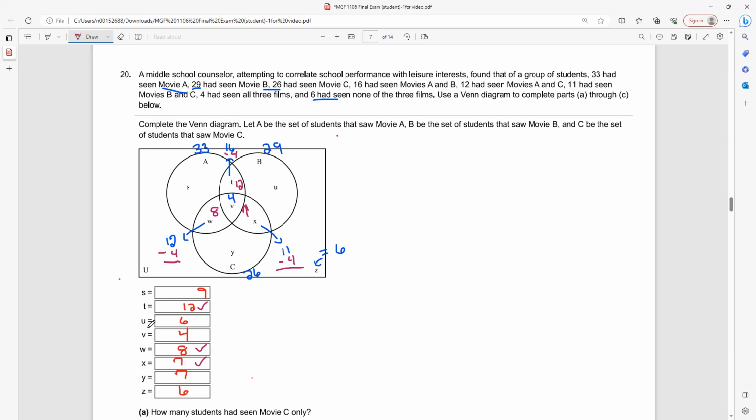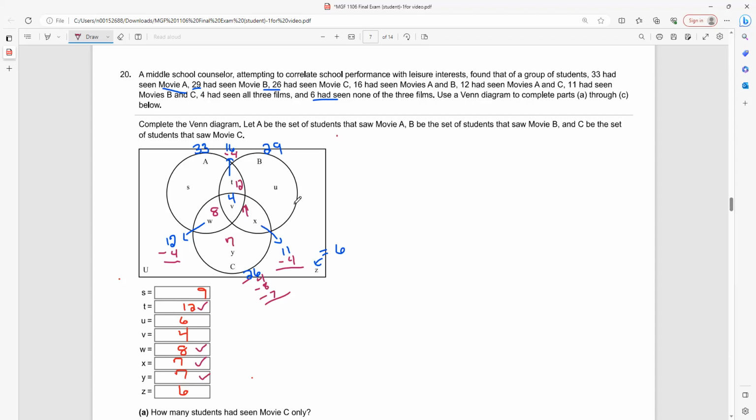And now let's look at those that saw movie C only. So movie C, we know that in all there were 26 students that saw it, so that means when we add up the X, the V, the W, and the Y, it should equal 26. But to determine what letter Y is, we're going to subtract 8, 4, and 7. So from the 26, minus the 4, minus the 8, and minus the 7. And that's going to give us 7 students that saw movie C only.